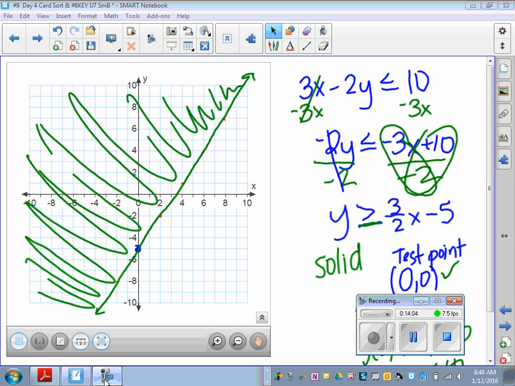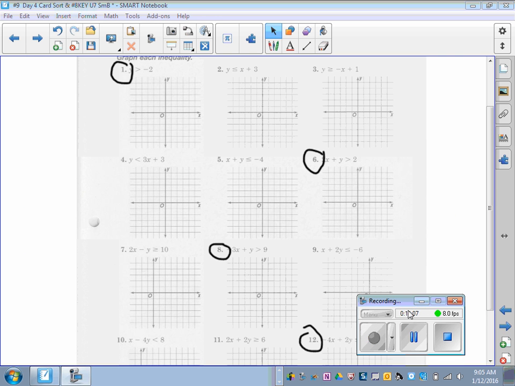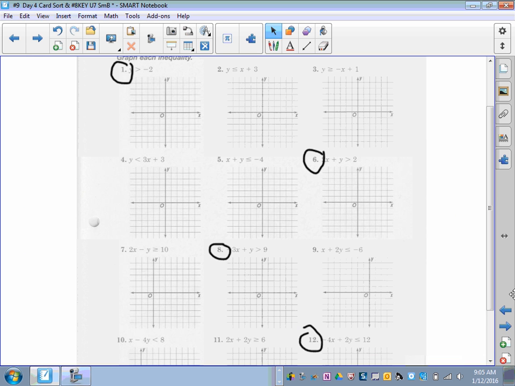Again, just graph it like a regular equation and then do your shading. All right, let's take a look at these graphing ones. Give you a little bit more practice. Again, your test is next class. So if you're struggling with these concepts, make sure you ask questions now. Come see us before next class, or after school, we're here.